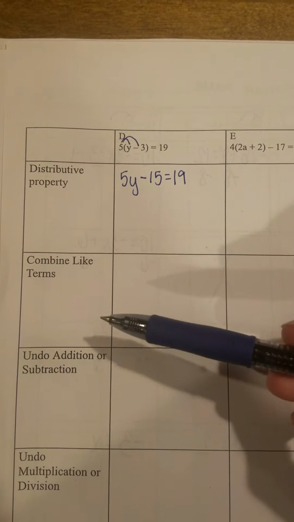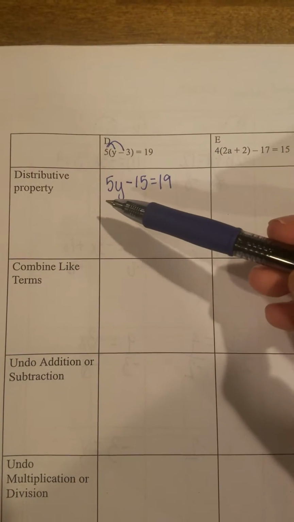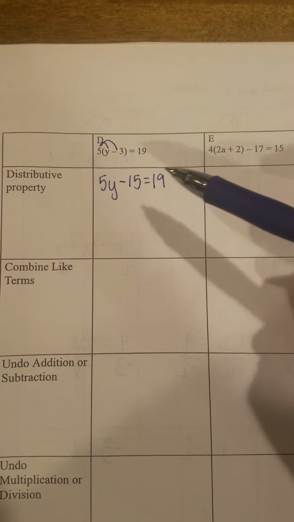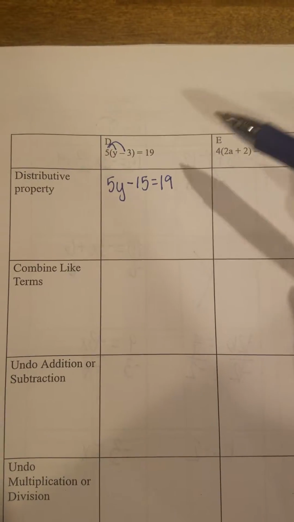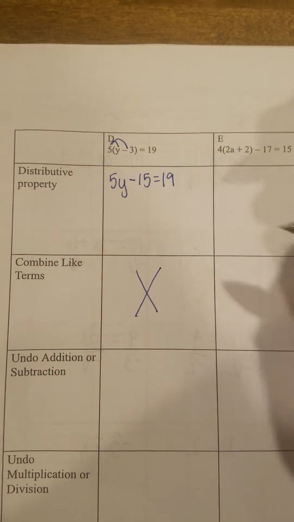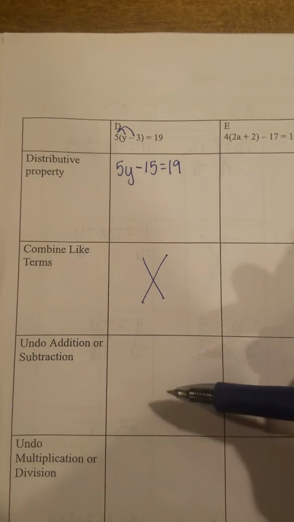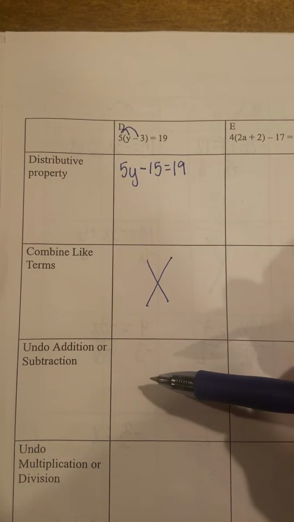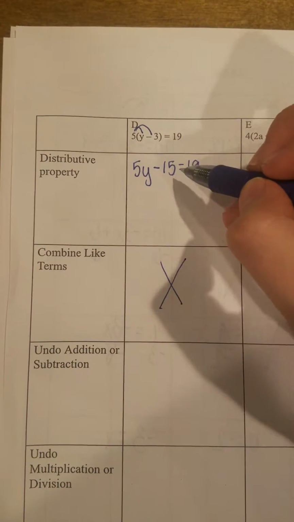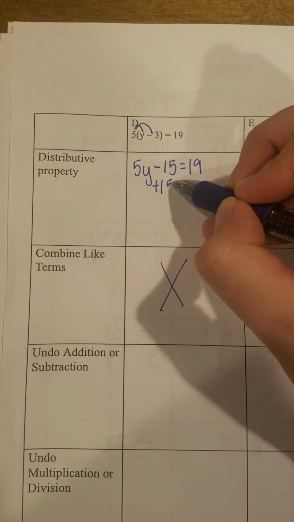Our next box says to combine like terms. Well, if I look on the left side, there's nothing I can combine. And if I look on the right side, there's nothing I can combine. So we're going to go ahead and skip this step. Our next box says to undo addition or subtraction. So that means I'm going to undo my minus 15 by adding 15 to both sides.